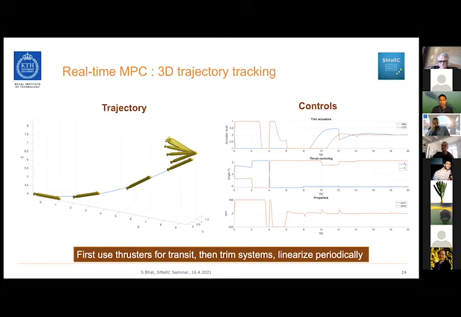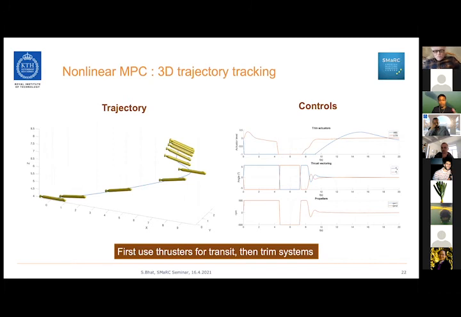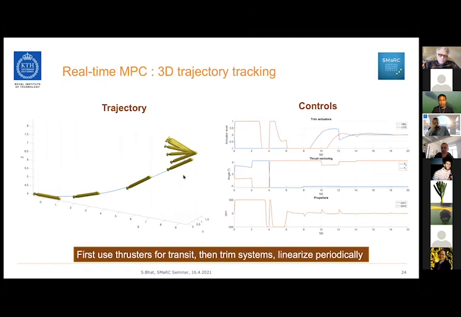Like I said before, this is the same maneuver that I had 2 slides ago, going to a random 3D point. So this was a control from the nonlinear MPC. When I linearize it, you get broadly very similar behavior. It's not exactly the same, but it's similar. But you can also see these jumps in the middle, which is because I'm linearizing every 2 seconds. And then you can see these jumps whenever it's being linearized. The overall policy is the same. It uses the thrusters to transit to that point and then uses the trim systems to adjust once it reaches the point. But the way it's implemented can lead to problems unless we linearize it in a good way.